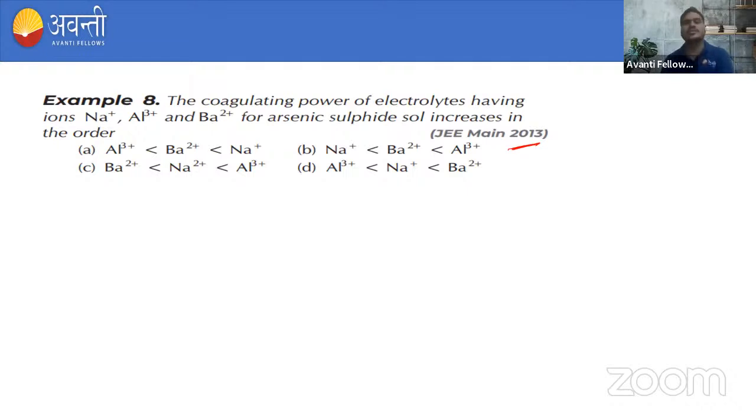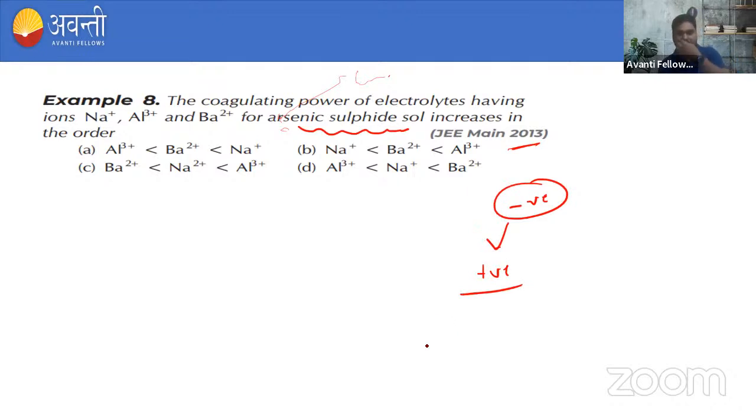Right. So the coagulation power of electrolytes having ions Na plus, Al plus 3, Ba plus 2 for arsenic sulfide. We know that arsenic sulfide is a negative sol, so for a negative sol we want positive ions for the coagulation. Out of these, Al plus 3 has the maximum valence charge. So the correct order is Na plus is less, then Ba plus 2, then Al plus 3. Very good. So option B is absolutely correct.